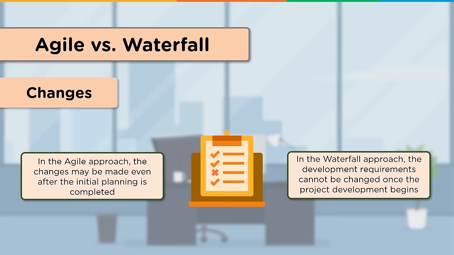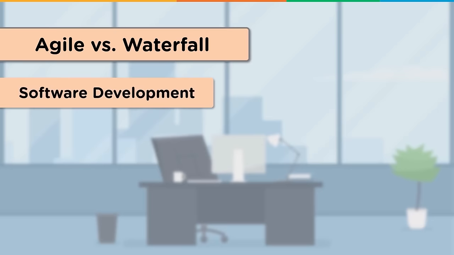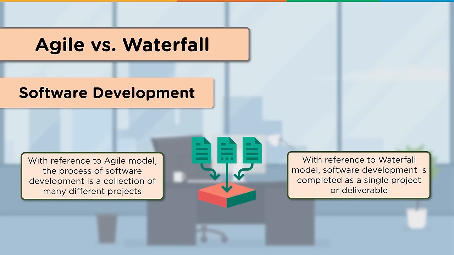The next important aspect in our list is software development. If we consider the agile model, the process of software development is a collection of many different projects, as the agile approach completes the project in several sprints. Whereas, in the case of waterfall model, software development is completed as a single project or deliverable.